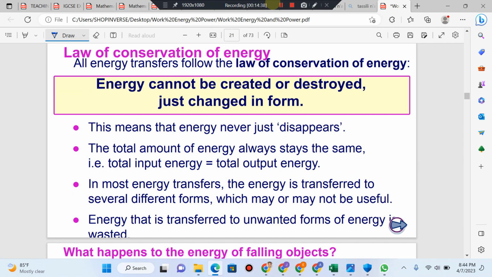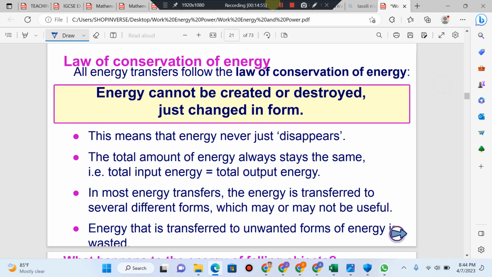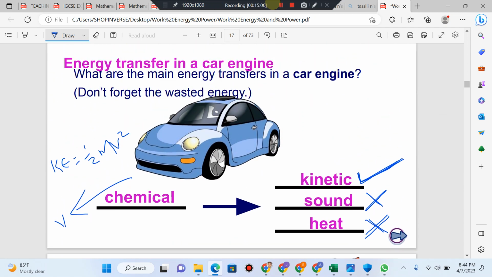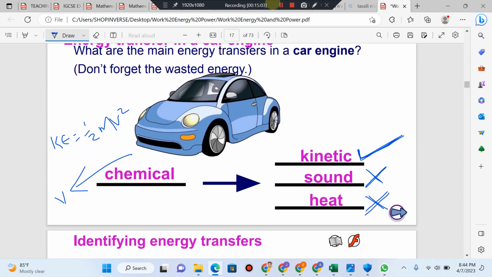Now we go straight to the law of conservation of energy. According to the law of conservation of energy, it states that energy cannot be created or destroyed. Okay, but energy is changed from one form to another. What does that mean? That means if an object possesses one form of energy, it can change that energy to another form of energy, and that is all we've been talking about so far.